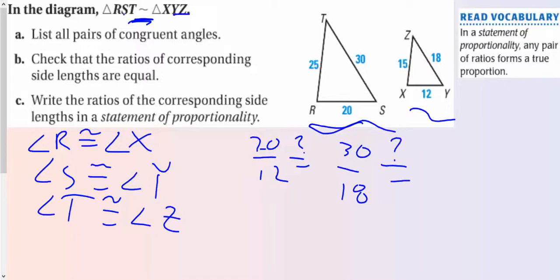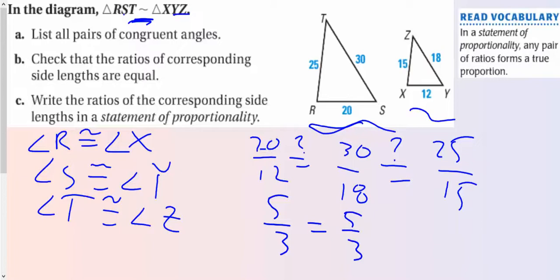And then RT is 25, and XZ is 15. So I'm going to simplify all these. Divide by 4 here and get 5 over 3. Divide by 6 here and get 5 over 3. And then divide by 5 here and get 5 over 3. So yes, they all have the same simplified ratio.